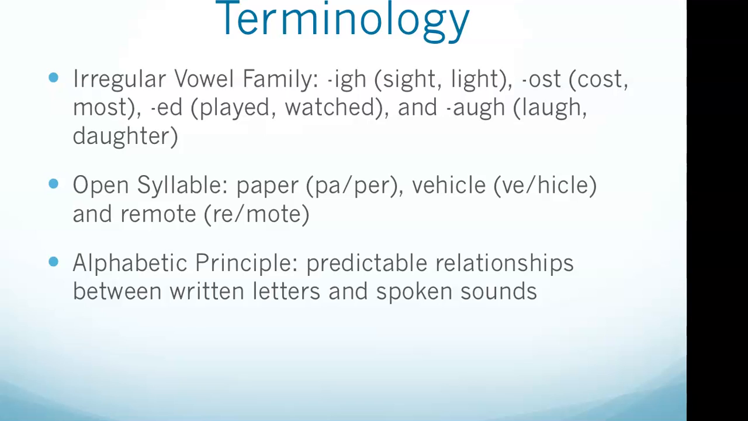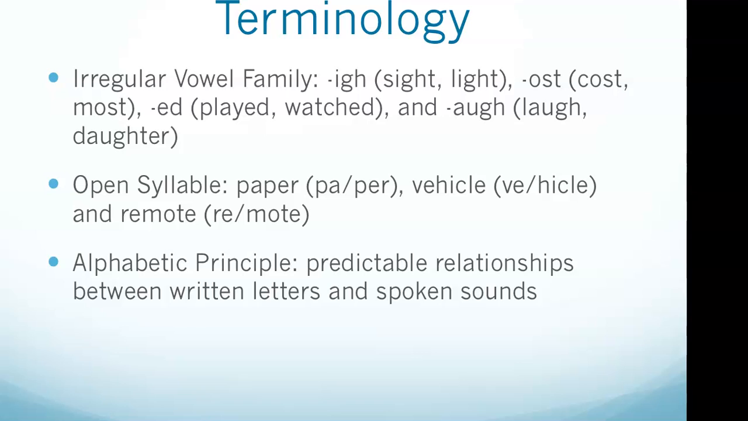The irregular vowel family has some special words that phonics doesn't necessarily cover. Examples listed here are IGH, representing sight or light; OST, as in cost or most; the ED ending, for played and watched, just two examples of hundreds; and finally AUGH, with examples like laugh or daughter. Those all fall under the umbrella of the irregular vowel family.